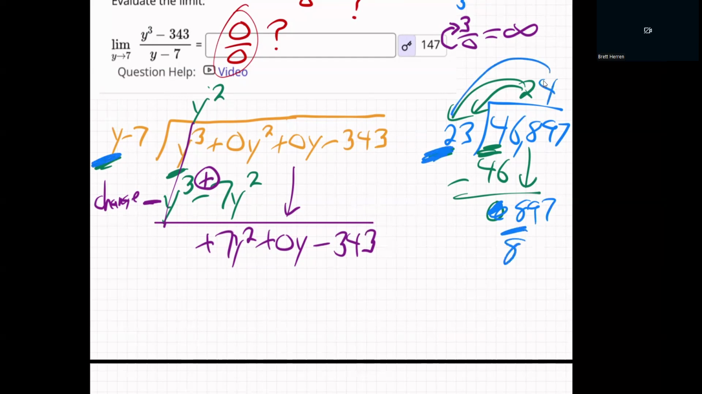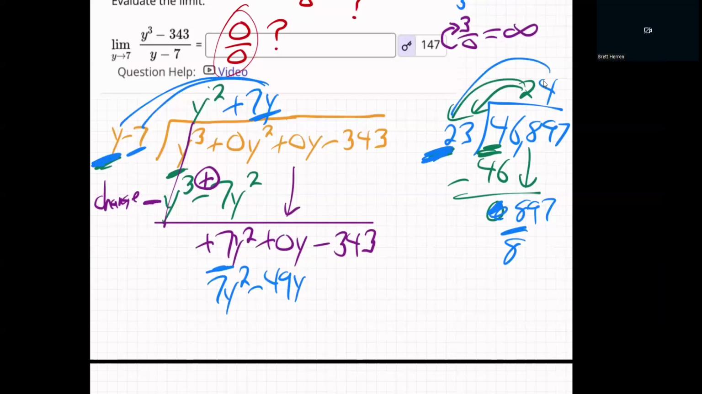Same thing here. Front and front. What times y makes 7y squared? Well, 7y, huh? And it multiplies both those. 7y times y makes 7y squared. 7y times minus 7 makes minus 49y. Use your calculator if you're rusty on some of those times tables things.